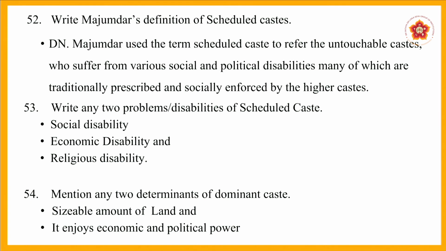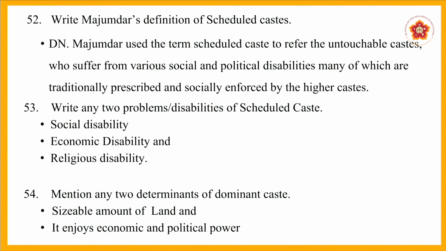Write Majumdar's definition of scheduled castes. So, D. N. Majumdar used the term scheduled caste to refer to the untouchable castes who suffer from various social and political disabilities, and many of which are traditionally prescribed and socially enforced by the higher castes. Next, write any two problems or disabilities of scheduled castes. So, out of 3 you can mention any 2: social disability, economic disability and religious disability.